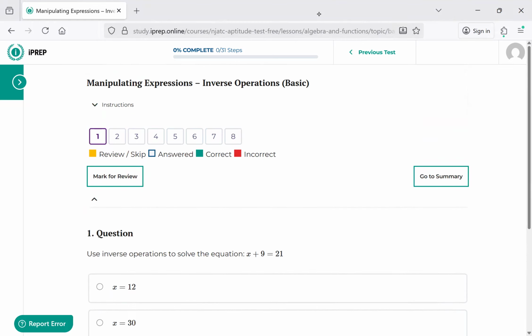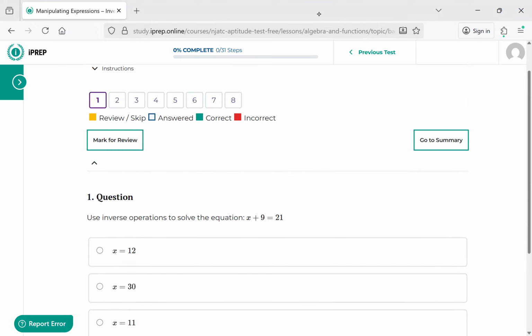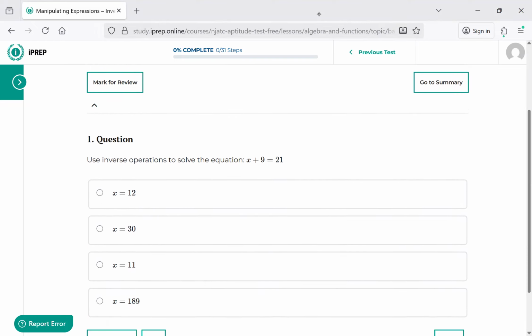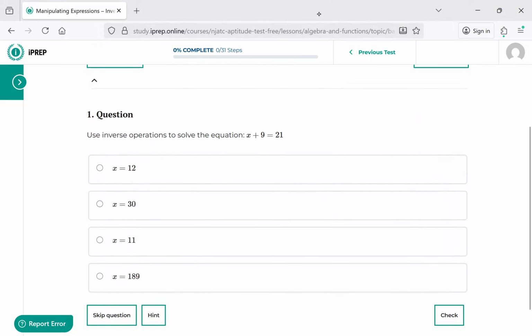Okay, this one is solving equations, so we're manipulating expressions. Okay, so let's do this one. Use inverse operation to solve the equation.